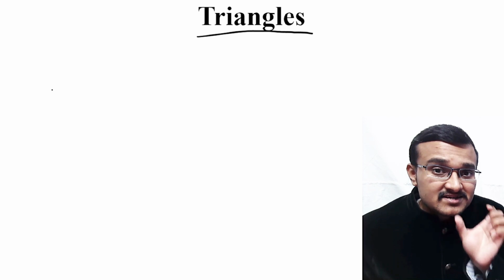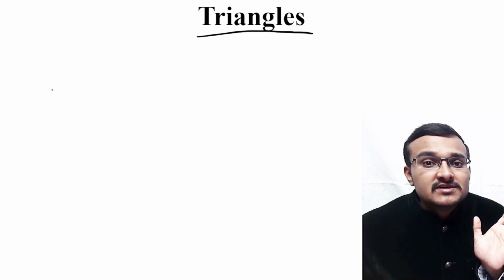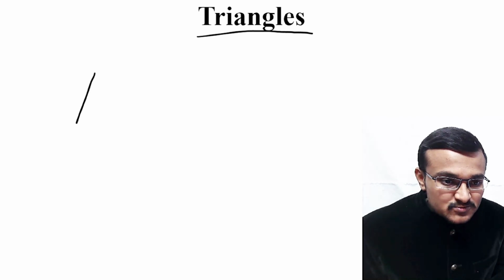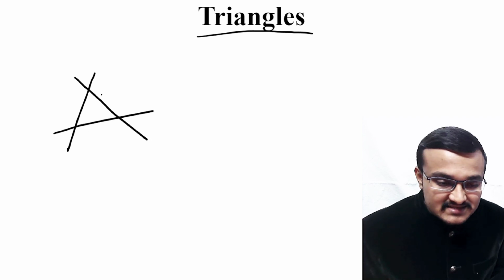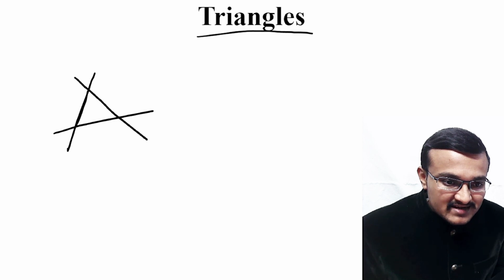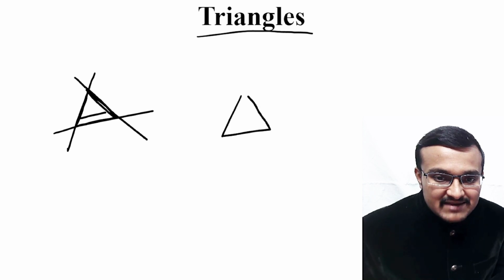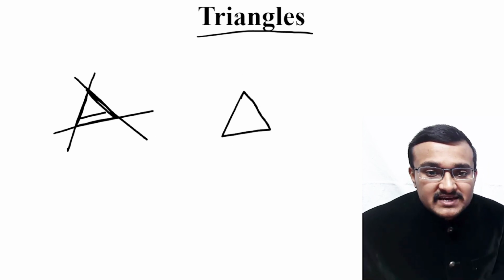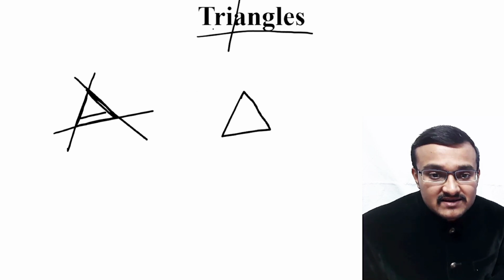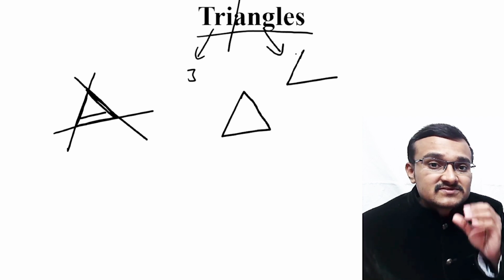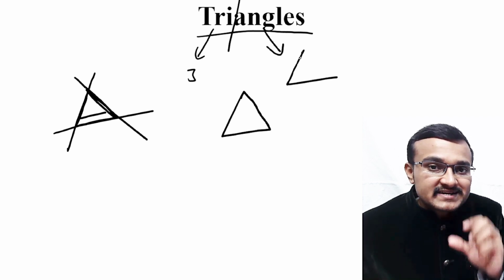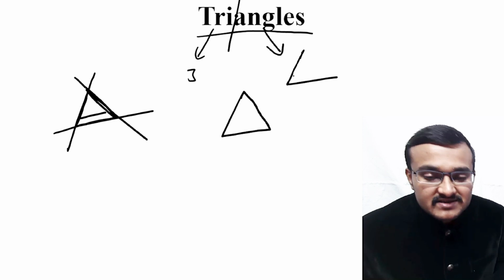So three straight lines come together to form a closed figure. For example, if there is one straight line like this, and one more straight line like this, and one more straight line like this, here you can clearly see the formation of a triangle. This figure is known as a triangle, because if you split the word, tri means three, and angle, we already know, is something formed between two straight lines when they intersect with each other.